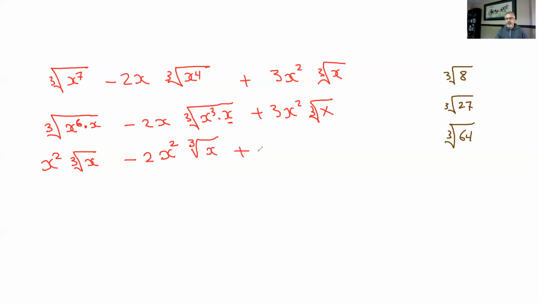And this one, you cannot do anything about it. Just simplify it as far as possible. Now, if you look at these, all of them have x squared, and the radical is the cube root of x for all of them. So all of these are like terms. Of course, there's a 1 here, so just add them like you're adding like terms. So 1 minus 2 is negative 1, plus 3 is 2. So the final answer is 2x squared cube root of x.